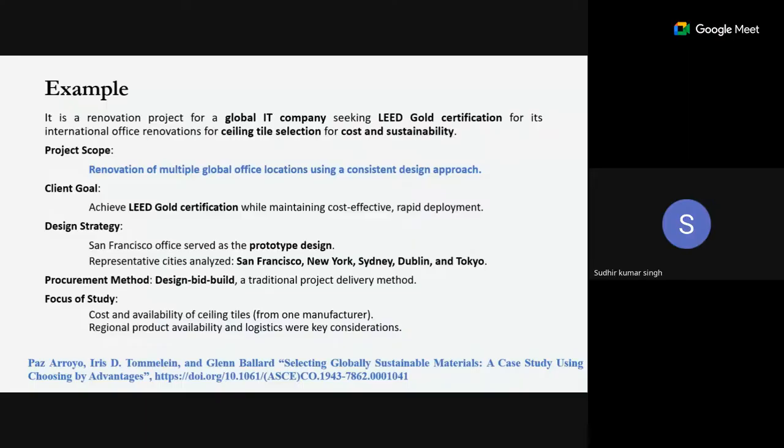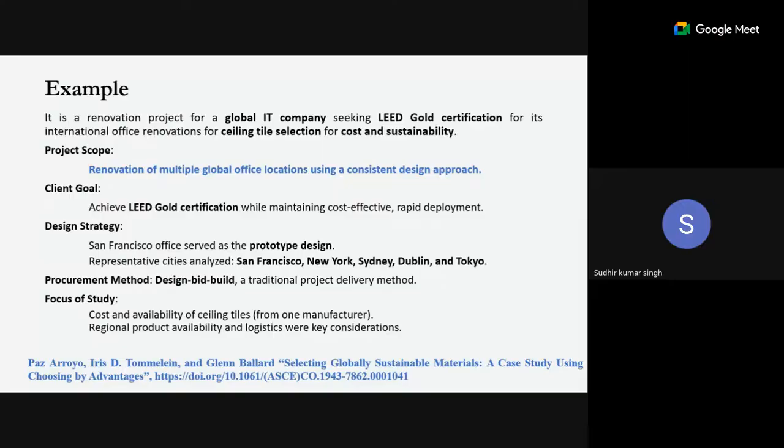The design strategy is they have a San Francisco office that will serve as a prototype design, and they have representative cities analyzed as San Francisco, New York, Sydney, Dublin, and Tokyo. The procurement method is the contractor will design and build everything. The focus of the study is the cost and availability of ceiling tile, probably from one manufacturer, because if you order in bulk, you will probably get discounts. Regional product availability and logistics can also be a key consideration.